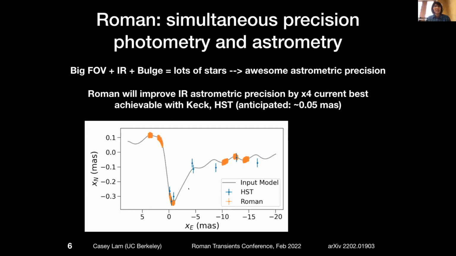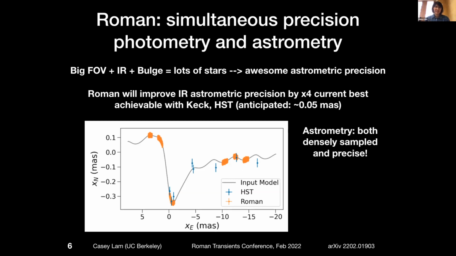So this is a quick illustration that I made. The gray line is the astrometric microlensing signal you'd expect for a 3 solar mass star. The blue data points are simulated HST observations, similar to the data set I showed earlier. It's very sparse, but for Roman, with its multiple seasons, very dense time sampling, and again, the great astrometric precision, it's so dense that it just looks like a blob here. You get really great coverage.